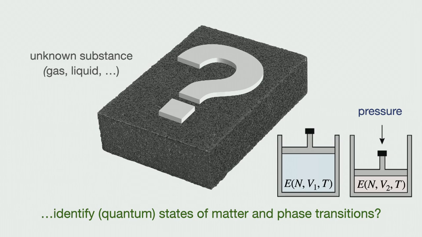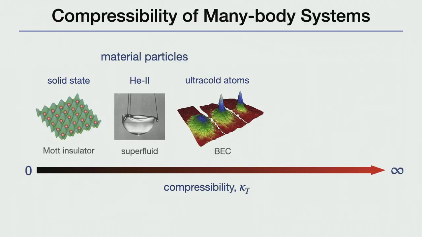And it turns out that this is a very simple but also powerful tool to identify states of matter, also quantum states of matter, and phase transitions between them. Now, the compressibility in many-body systems, we understand fairly well for material particles. So, for example, in solid-state systems, the Mott insulator, we have one particle sitting per lattice site in the Mott insulating case. That leads to very strongly suppressed fluctuations, and the system is basically incompressible.